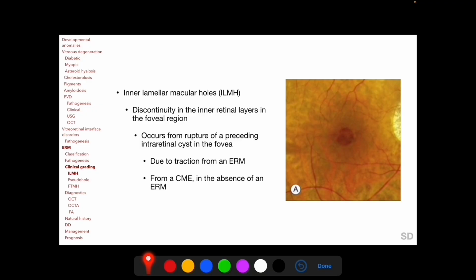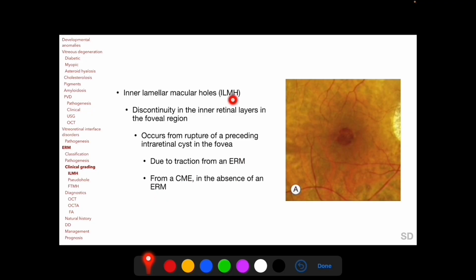Other associated clinical features of an eye with an epiretinal membrane include inner lamellar macular hole, pseudohole, and full thickness macular hole. An inner lamellar macular hole is a discontinuity in the inner retinal layers in the foveal region, as seen here in this clinical photograph, which occurs from rupture of a preceding intraretinal cyst in the fovea. This intraretinal cyst may occur either due to traction from an epiretinal membrane or from a cystoid macular edema in the absence of an epiretinal membrane.